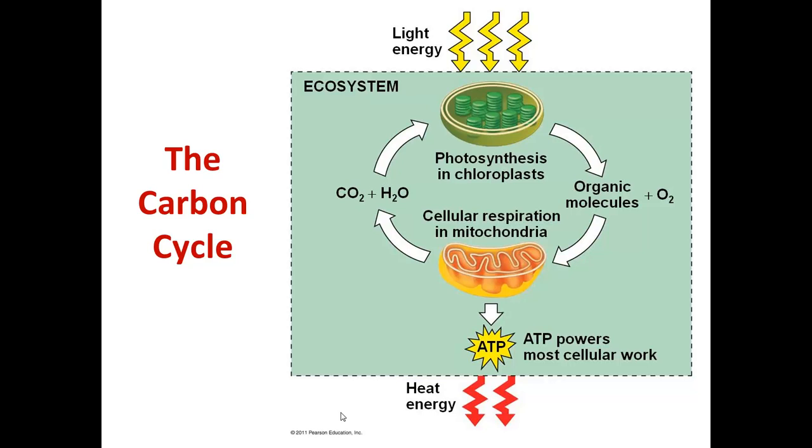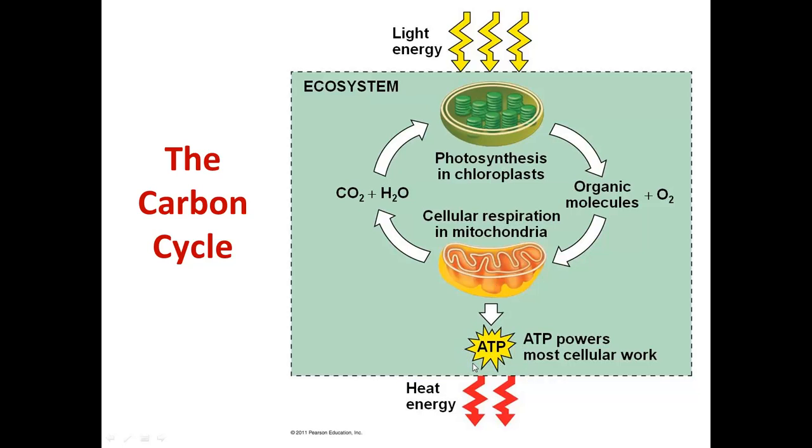So to understand the role of aerobic respiration, we first need to put it in context of the carbon cycle. Within an ecosystem, as a part of the process of photosynthesis, carbon dioxide and water are taken in by plants, and then with the help of light energy, this is converted to organic molecules such as glucose, which then in the presence of oxygen can be converted by cellular respiration to form ATP.